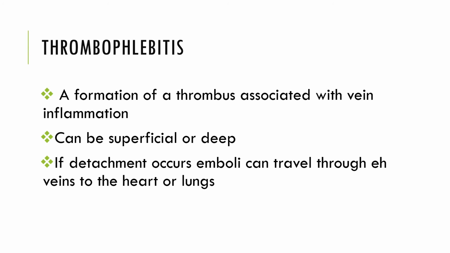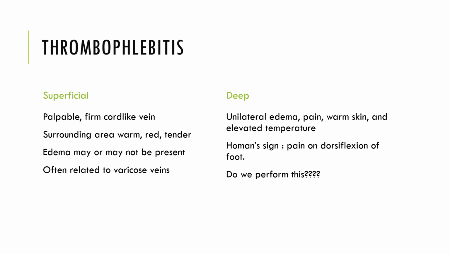Thrombophlebitis is the formation of a thrombus associated with vein inflammation. They can be superficial or deep. If a detachment occurs, that's when you get that emboli, which can travel through the veins to the heart and the lungs. Some things with superficials: they are palpable, firm, and cord-like veins. The surrounding area can be warm, red, and tender. Edema may or may not be present and is often related to varicose veins.